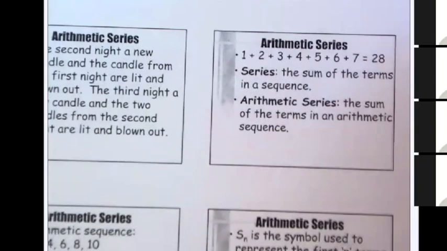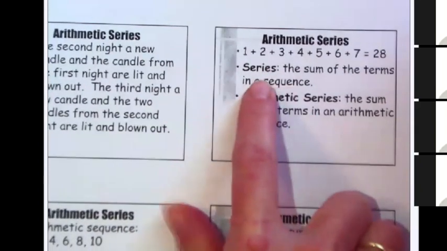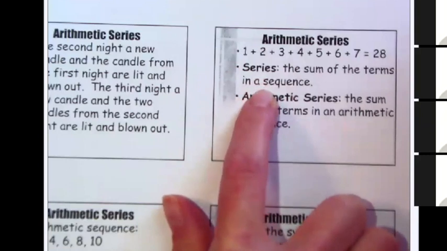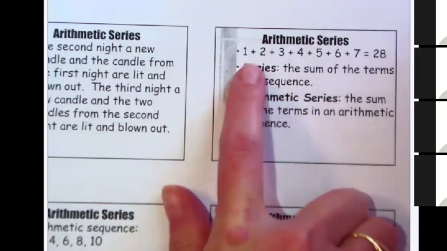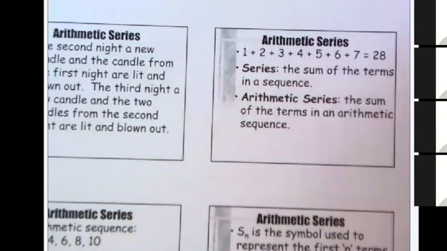So let's look at this one. The series is the sum of all of the terms in a sequence. This one's really easy. All I'm doing is adding 1 each time. So the sequence here is 1, 2, 3, 4, 5, 6, 7. The series is what happens when I add them all together. So 1 plus 2 plus 3 plus 4 plus 5 plus 6 plus 7 gives us 28. Okay, so that's the difference.